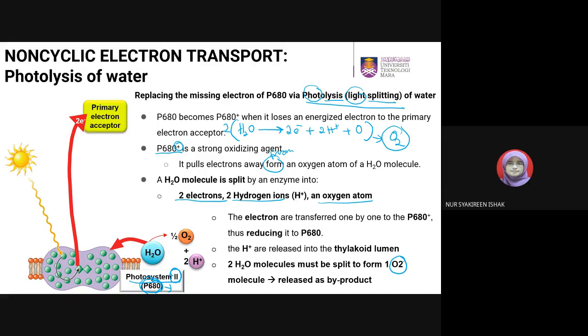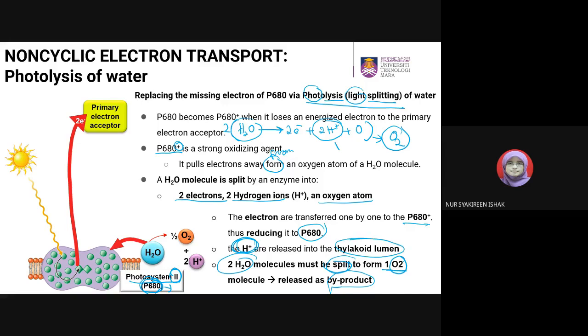Okay, so the electrons are transferred one by one to the P680 plus, thus reducing it to P680. Okay, so dia dah receive electron daripada photolysis of water, dia jadilah balik P680. Okay, so the hydrogen ions are released into the thylakoid lumen. The two water molecules must be split to form 1 oxygen molecule which is released as byproduct. Ini penting untuk awak faham. The hydrogen ion from the photolysis of water is released into the thylakoid lumen. Tu awak kena ingat.